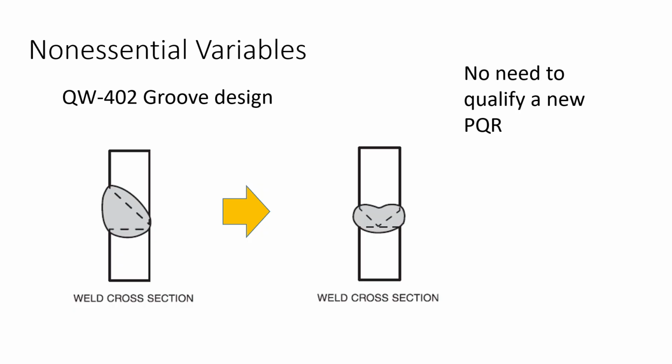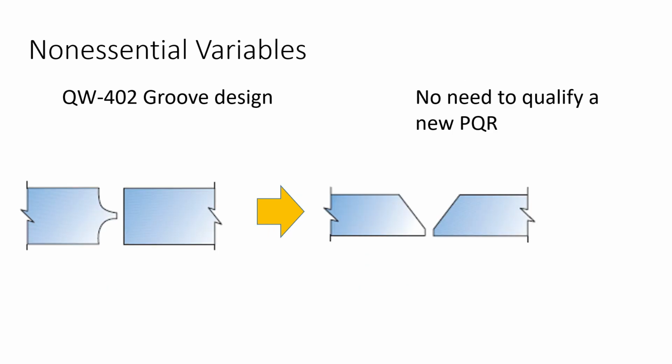So here are some examples of non-essential variables that we might reasonably run into. The groove design. If we do a single bevel weld and then we go to a double bevel weld, we're good to go. We don't have to qualify a new PQR because the weld doesn't know what kind of weld joint it's going into. Here's another picture where we've got some J grooves and then we're just going to a single V groove. We don't need to qualify a new PQR for this situation.